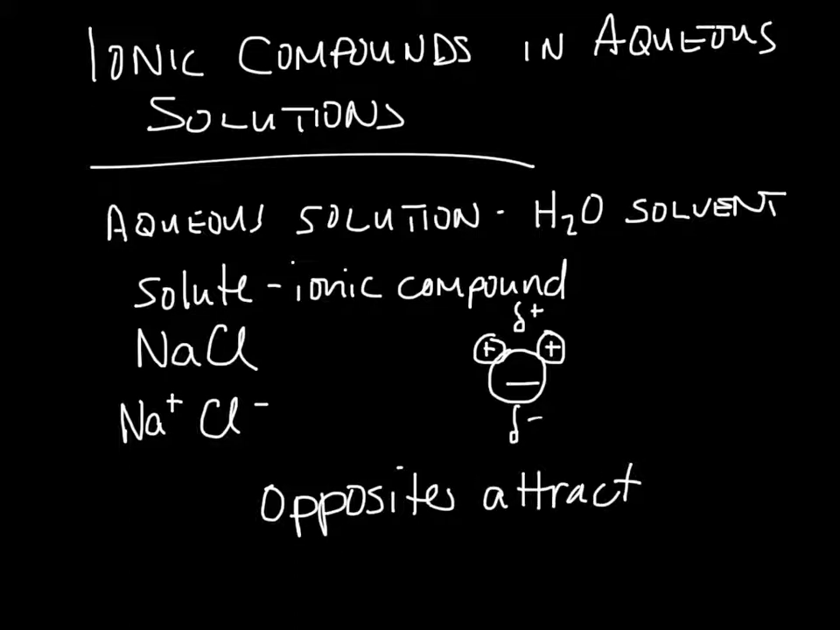So when this does dissolve in water, the negative end of the water molecule is going to be attracted to the positive end of the sodium chloride. The positive end of the water molecule is going to be attracted to the negative end of the sodium chloride. We have a very crude drawing of the ionic compound sodium chloride. The positives, again, are sodium ions. The negatives are chloride ions.